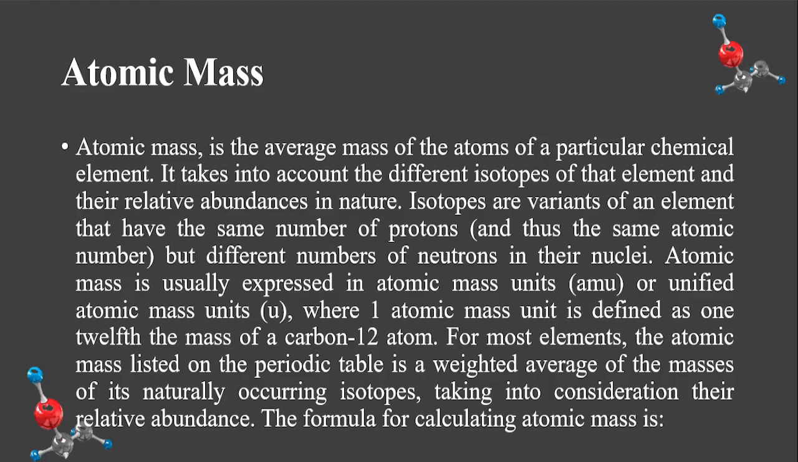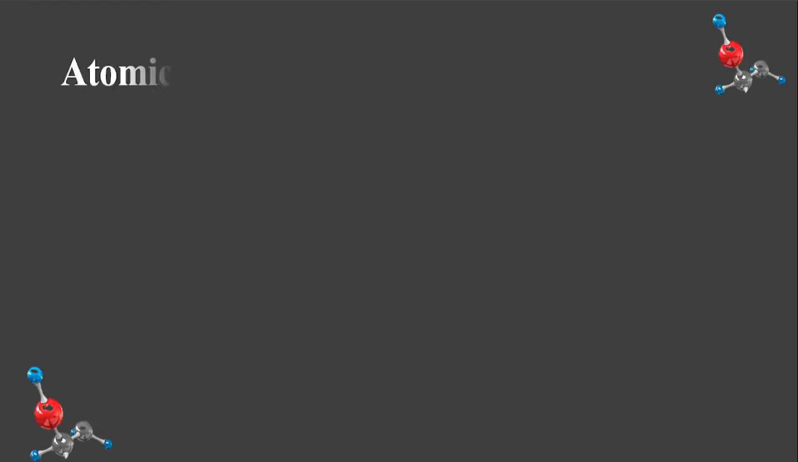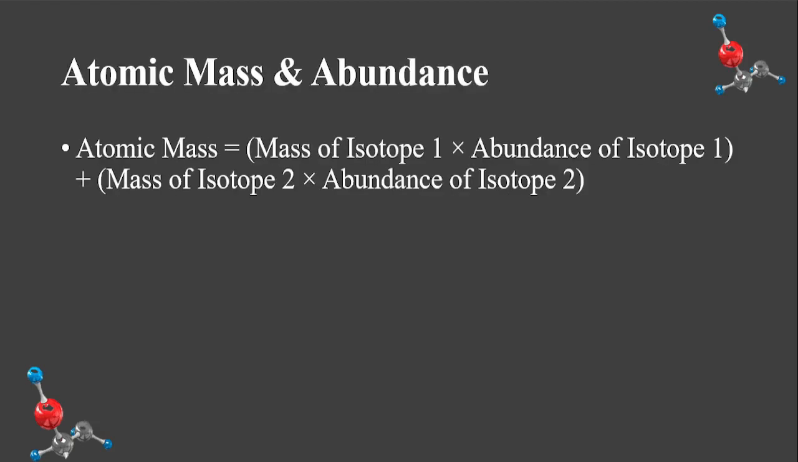Atomic mass is usually expressed in atomic mass units, AMU, or unified atomic mass units, U, where one atomic mass unit is defined as 1/12 the mass of a carbon-12 atom. For most elements, the atomic mass listed on the periodic table is a weighted average of the masses of its naturally occurring isotopes, taking into consideration their relative abundance. The formula for calculating atomic mass is: atomic mass equals mass of isotope 1 times abundance of isotope 1, plus mass of isotope 2 times abundance of isotope 2.